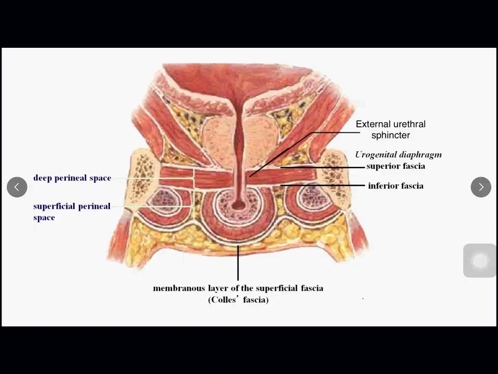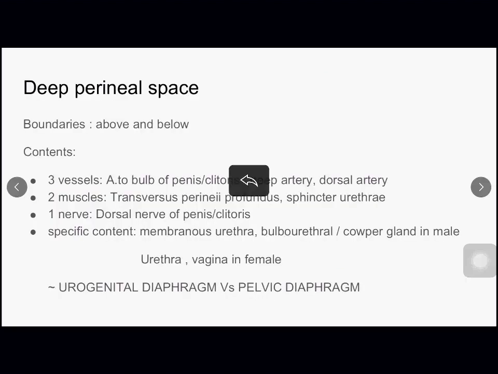So here you have to concentrate on this external urethral sphincter, which is supplied by the pudendal nerve, which is voluntary in nature. It is surrounding your membranous urethra. So this is about the sphincter urethrae we have seen, and you have only one nerve here, that is the dorsal nerve of penis or clitoris. Then about the specific contents, in males you have the membranous urethra, bulbourethral or Cowper's glands, and in females you have urethra and vagina.